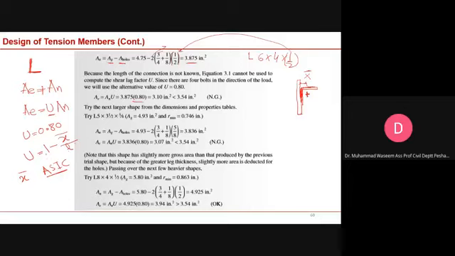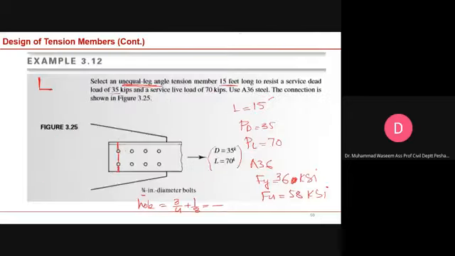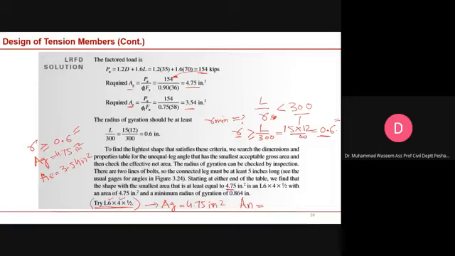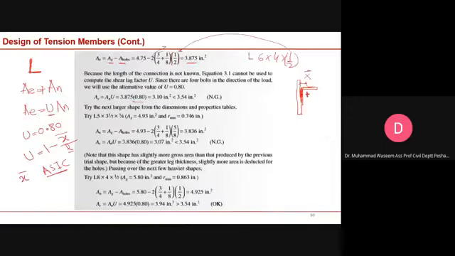So you can use this formula. What is L? L you can calculate using this length. This is L. We have discussed this U factor computation in the last class. So you can calculate the effective area.